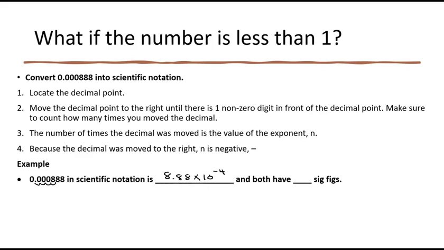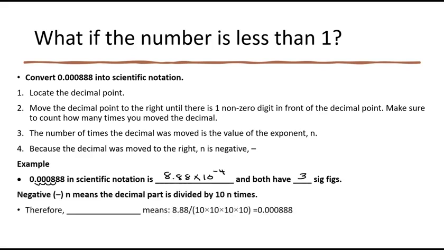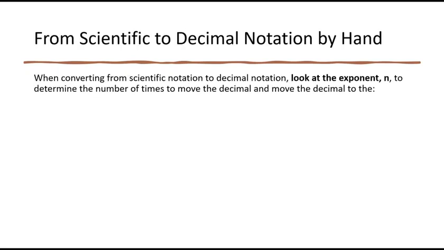And both are going to have how many sig figs? Hopefully we all agree with 3. 3 significant figures. Now our value represents a calculation, 8.88 divided by 10 n times. That's what the negative value is telling us. So 8.88 times 10 to the negative 4 means 8.88 divided by 10 times 10 times 10 times 10, or 0.000888.